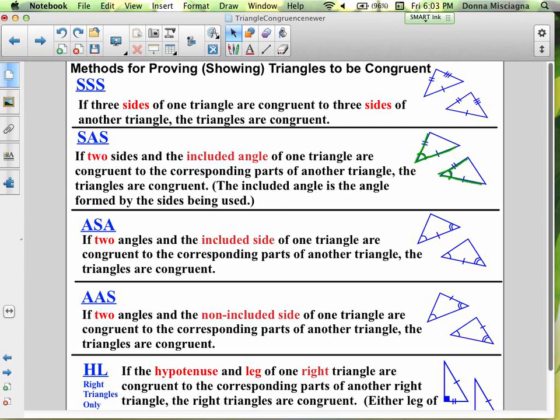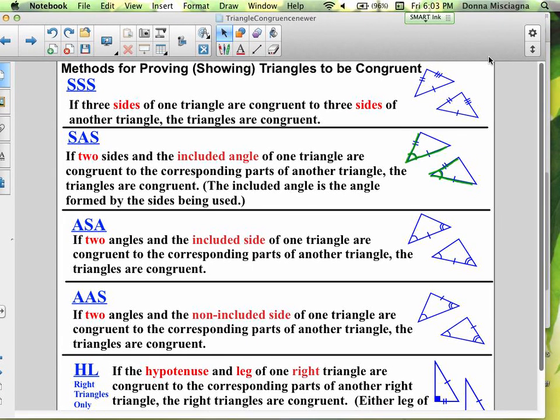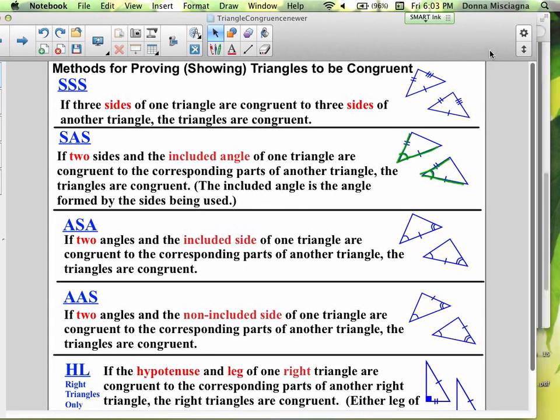For angle, angle, side, it's 2 angles and the non-included side, right? So you can see from the diagram there, it's just some other side, not the included one. If they're congruent, then your triangles are congruent. And then finally, hypotenuse leg. If the hypotenuse and leg of one triangle are congruent to the corresponding parts of another right triangle, the right triangles are congruent. You can't see the bottom of the page. Let me fix that.